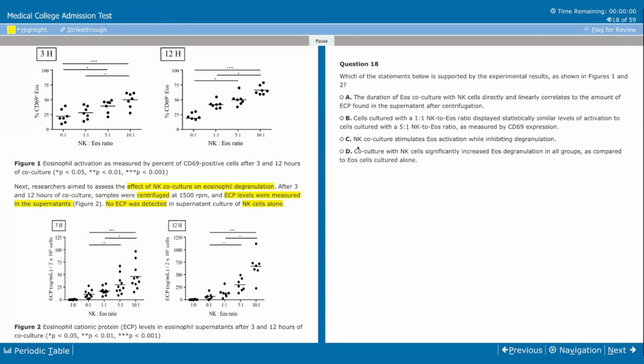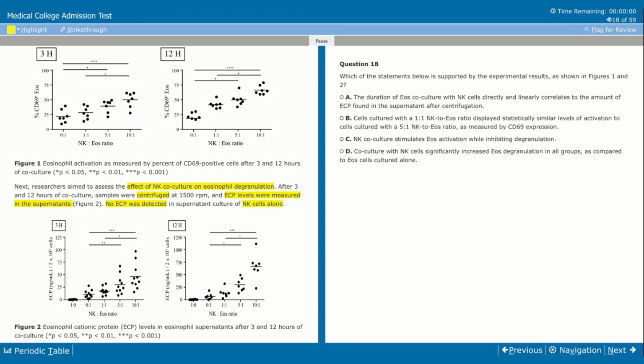Answer choice, NK co-culture stimulates eosinophil activation while inhibiting degranulation. I don't know about activation, but we were measuring degranulation, right? We were measuring NK co-culture on eosinophil degranulation. So it wouldn't inhibit degranulation. That doesn't seem to make sense. Yeah, it's the opposite. It promotes it.